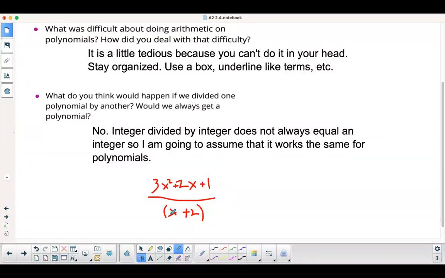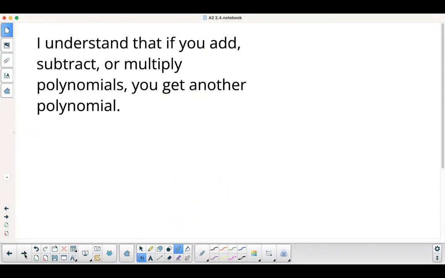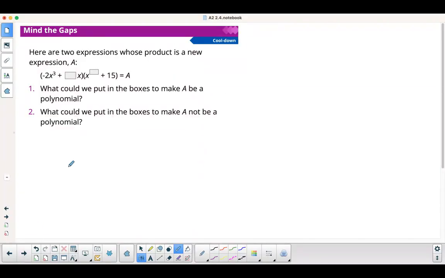Okay, on to the next slide. All right, back to our goal. I understand that if you add, subtract, or multiply polynomials, you get another polynomial. So here are two expressions whose product is a new expression, A. What can we put in boxes to make A be a polynomial? Okay, what are some things we could put in there?